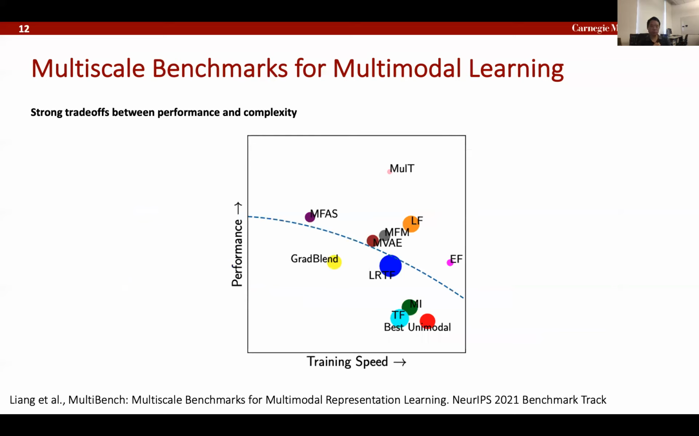Another big trade-off we found was that between performance and complexity. Over here, we have plotted on both axes training speed, where faster is better, and performance, where higher is better. We've plotted a dotted blue line of best quadratic fit to show this Pareto frontier, and show that there still remain strong trade-offs where better performing models usually take longer to train, while faster models are usually not as good performing. So these strong trade-offs should encourage future work in more lightweight multimodal methods that are still generalizable across datasets across Multibench.